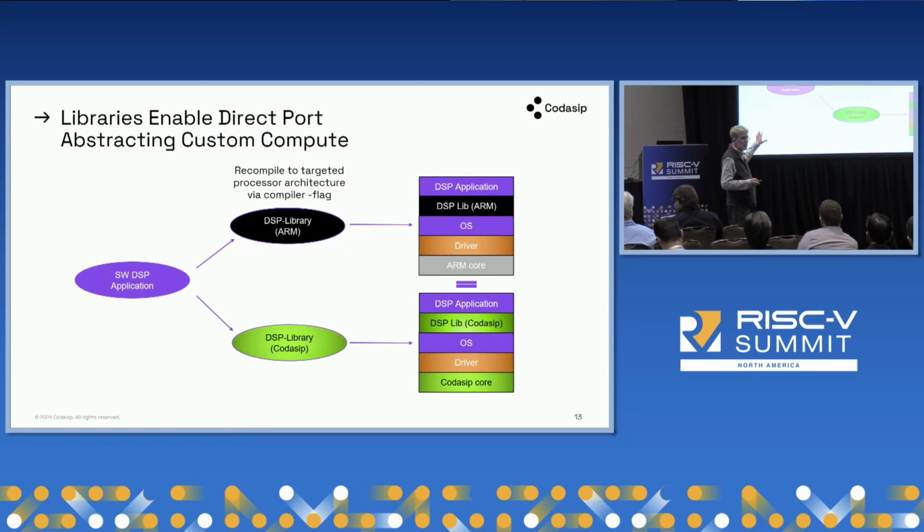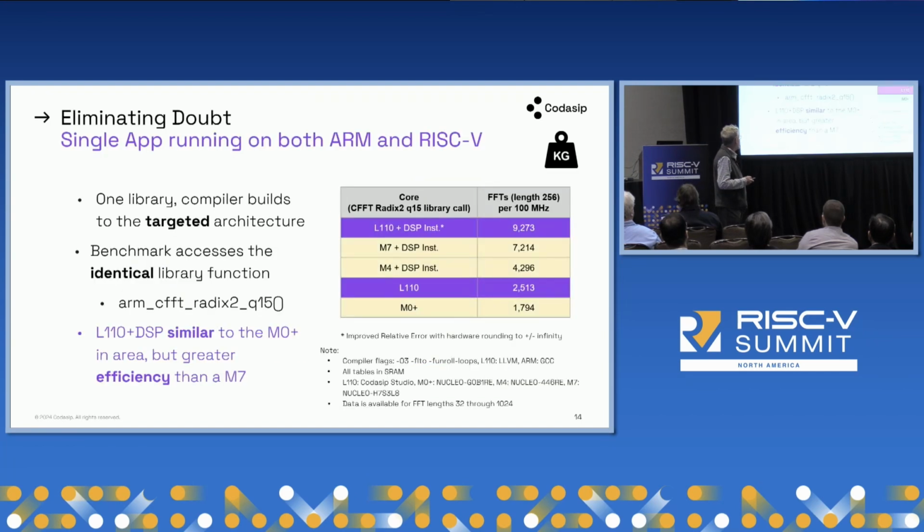Let's take a look at it. Here's a good model of it. I have a software application, and depending upon how I recompile it to the targeted processor technology, it will take the appropriate libraries from either the ARM or Codasip and give you the software stack. So these software stacks are identical. As an example here, we are doing an FFT. We're using the same ARM function. It's a little strange writing RISC-V code and calling it ARM. But if you really think of it, who has the largest base of software? It's not RISC-V, it's ARM, right? So we have to abide by that.